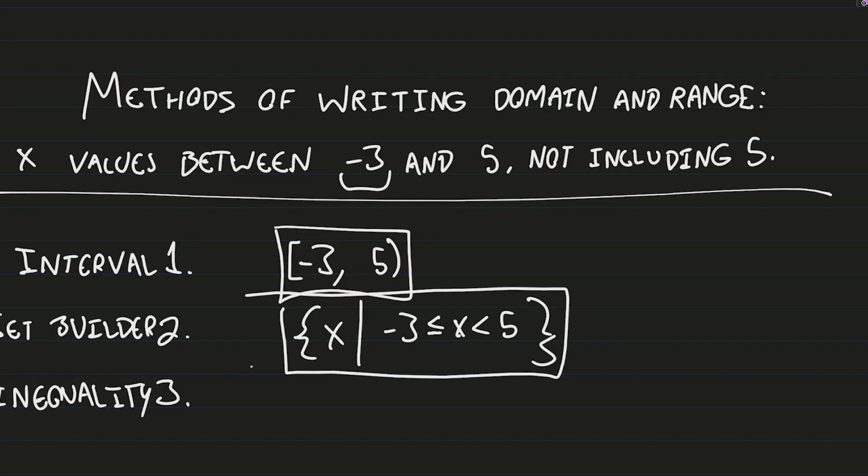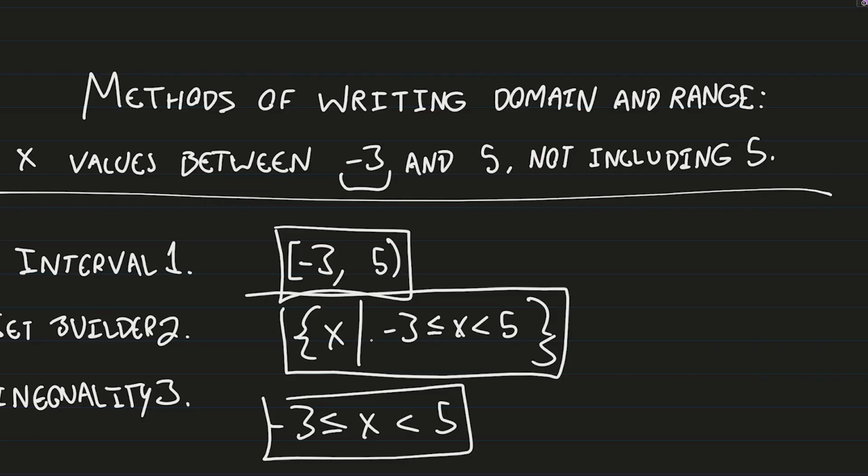Now for our third method, inequality notation. This one is very similar to set builder notation, except you lose the curly bracket and you lose the x such that. You just write -3 is less than or equal to x is less than 5. That's your inequality notation. Set builder notation might seem a little redundant now, but I promise there are cases where it's useful and you should remember it.